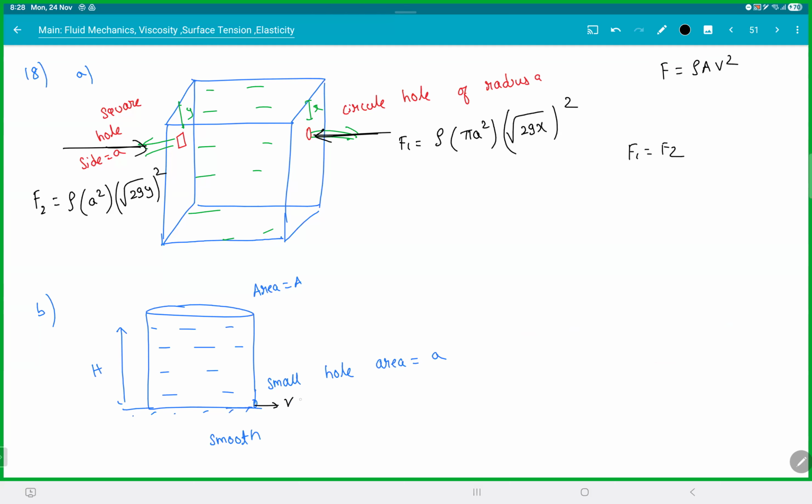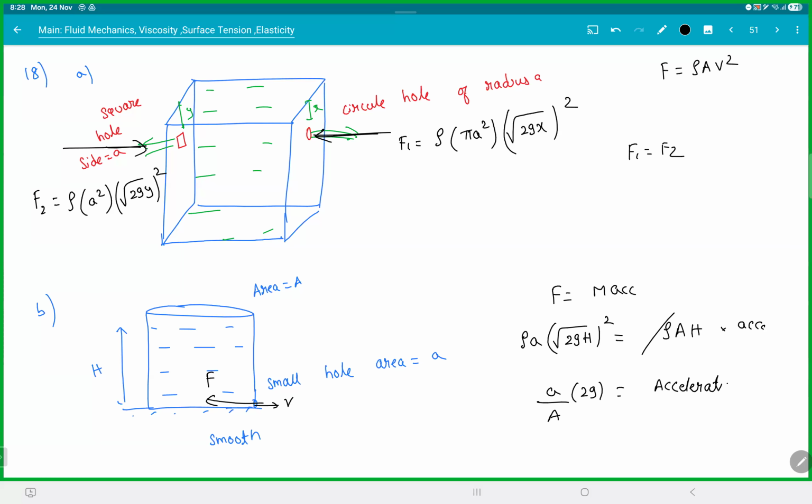Same thing here, water will go with V, so it will exert a force F. F is equal to mass into acceleration, and force will be rho, area of the hole small a, V square, which is root 2 g h, whole square. Mass will be rho, capital A, h, into acceleration. You actually get something interesting here. This rho and h actually go off. You end up with a by A times 2g. You actually get a constant acceleration. It actually doesn't depend on the height.